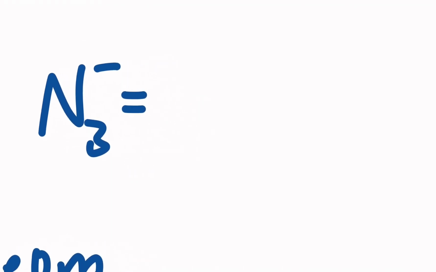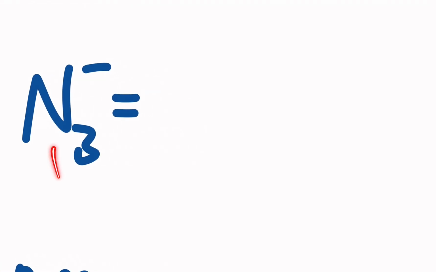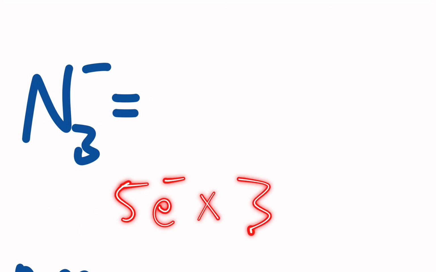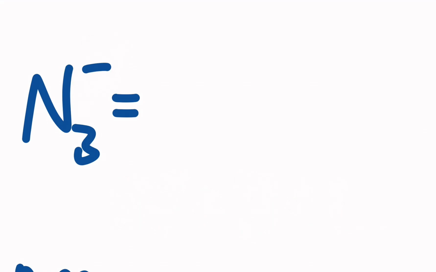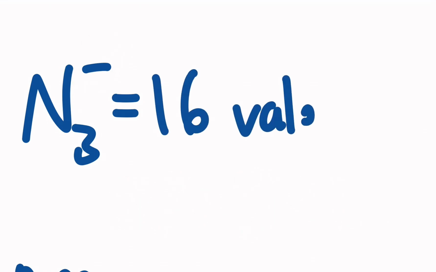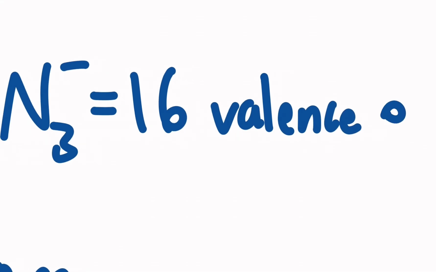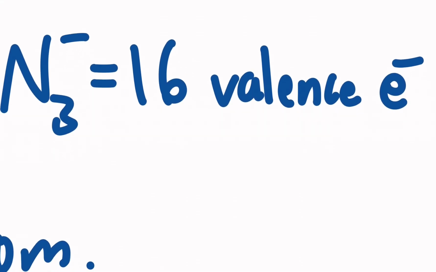The first thing we need to know is our valence electrons. Well, the valence electrons is based on the periodic table. Nitrogen is in group 15, so that means it has 5 electrons each times 3. That's actually 15 electrons, but then plus 1 more for that negative charge. So I have 16 valence electrons, and I have to use them all to build a structure.